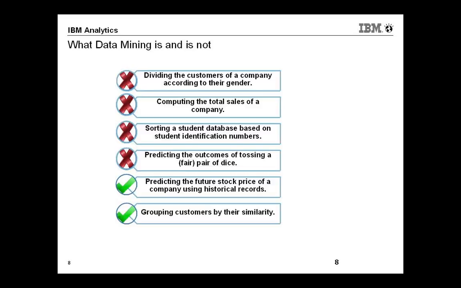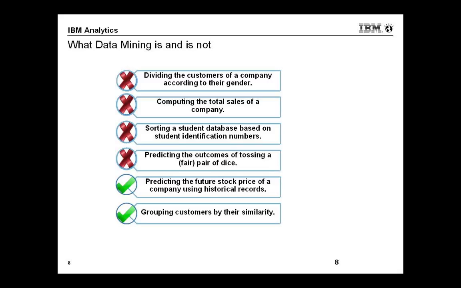So, for example, dividing up customers of a company according to their gender, well, that's not data mining because we have this information in front of us. Computing total sales of a company, that's just aggregation. Again, no new information is created. If we store a student database, that's not data mining, nothing new happens.